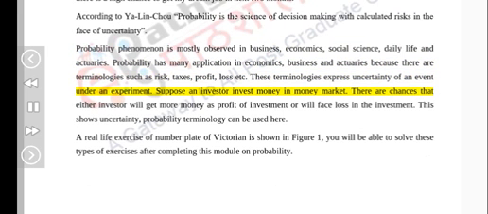Suppose an investor invests money in the money market. There are chances that either the investor will get more money as profit of the investment or will face loss in the investment. This shows uncertainty. Probability terminology can be used here. A real-life exercise of a Victorian number plate is shown in figure 1. You will be able to solve these types of exercises after completing this module on probability.